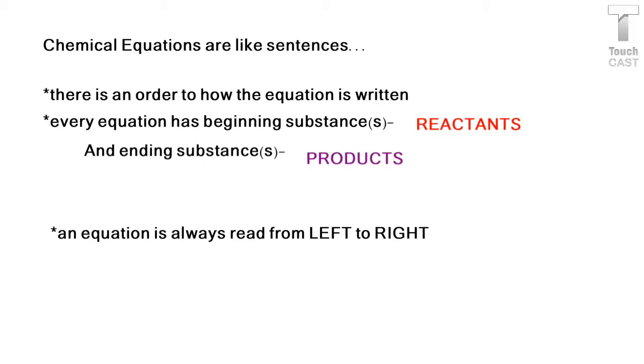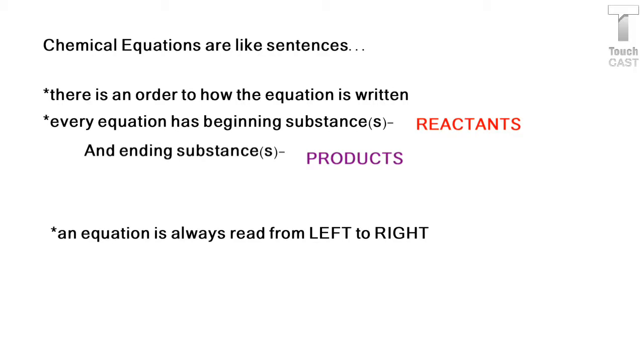And so you put chemical symbols together to make formulas, and then chemical formulas together in a specific way to make sentences. Just like in English, there has to be a noun and there has to be a verb, and you include adjectives and adverbs and punctuation. Well, a chemical equation is a lot like that. There is an order to how the equation is written.